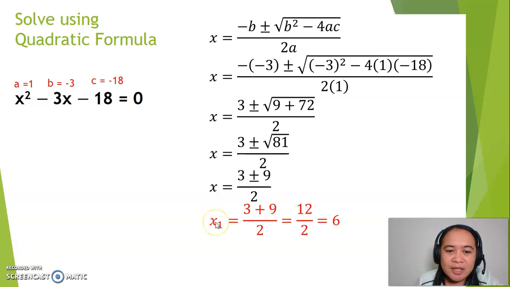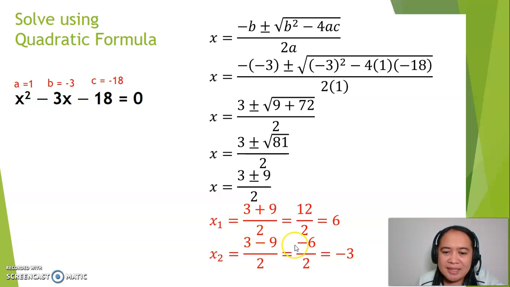So therefore, the first root would be 3 plus 9, which is 12 over 2 is 6. The second root would be 3 minus 9 is negative 6 all over 2, it's negative 3. So therefore, the roots for x squared minus 3x minus 18 equals 0 are 6 and negative 3.